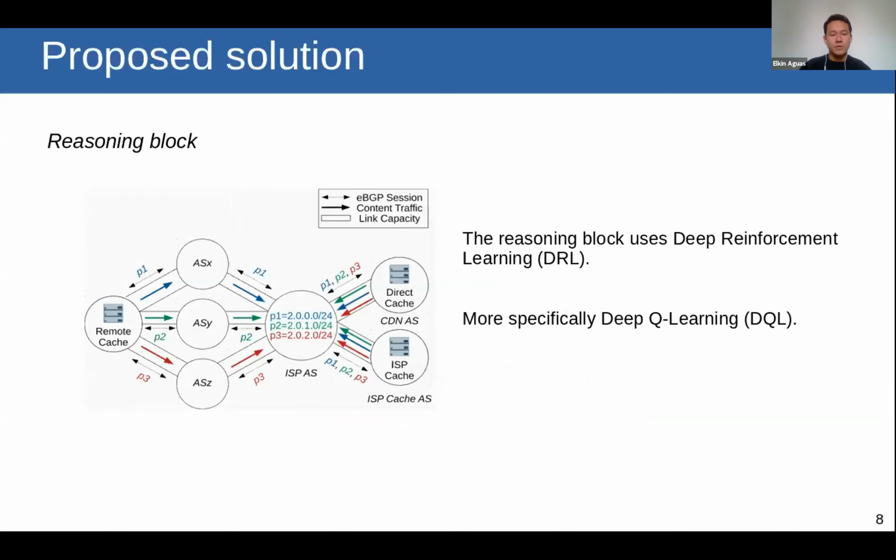So zooming into the reasoning block. Reinforcement learning, we chose to use reinforcement learning as our method to approach the problem because it's naturally oriented to automation because of this closed loop in which it works. And more specifically, we work with deep reinforcement learning because of the large state space that we work with. And even more specifically, we use deep Q learning.